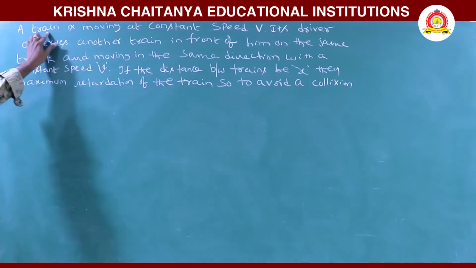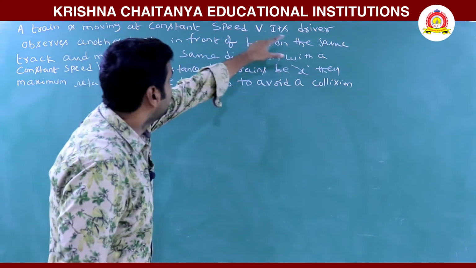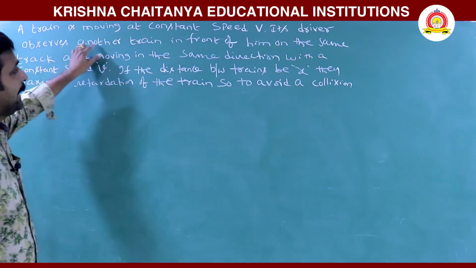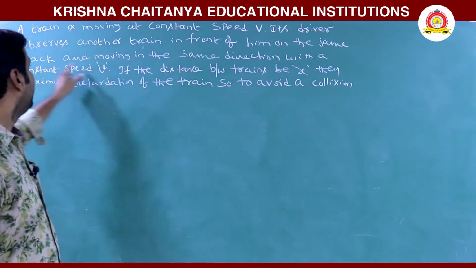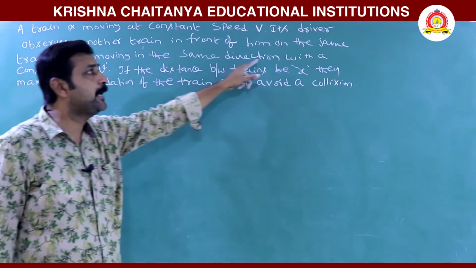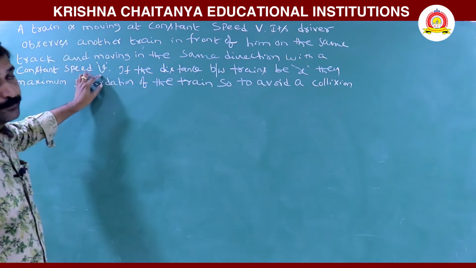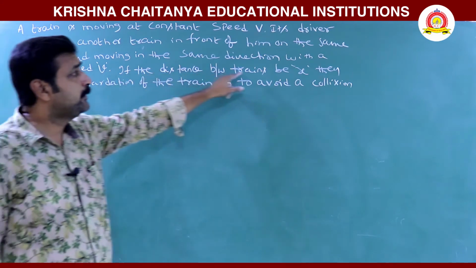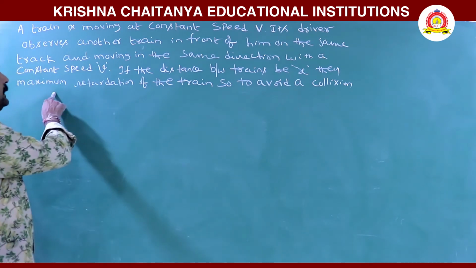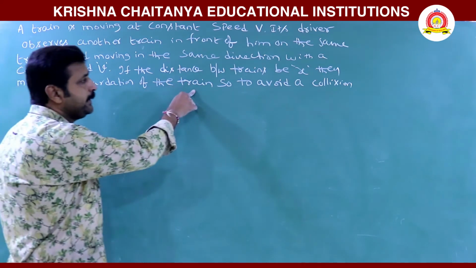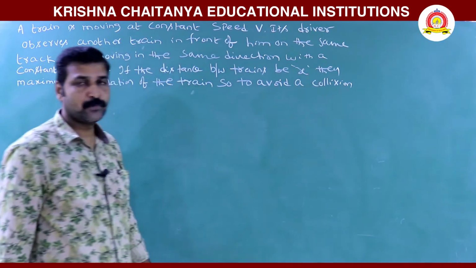Fine. Here a train is moving at constant speed V. Its driver observes another train in front of him on the same track and moving in the same direction with a constant speed v. If the distance between the trains is x, then what is the maximum retardation of the train so as to avoid a collision?